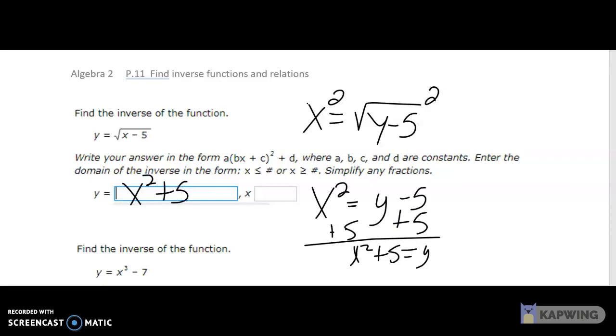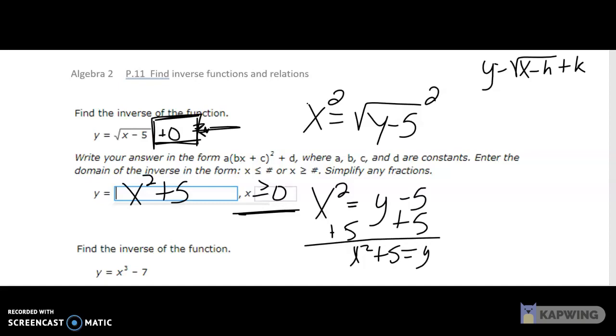Now, on the domain of the inverse, basically we're looking for the range of the original function. And the range, whenever we're talking about square roots, always comes from this number out here. It would be y equals the square root of x minus h plus k. K is always the range of your original. So k is the domain of your inverse. So greater than or equal to 0 because there's not a number out there.